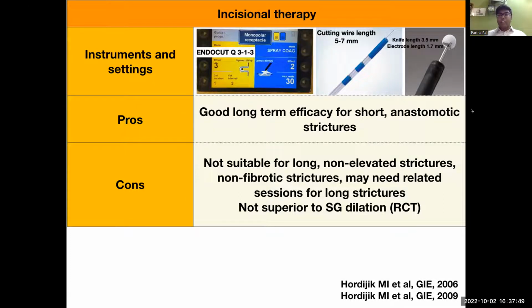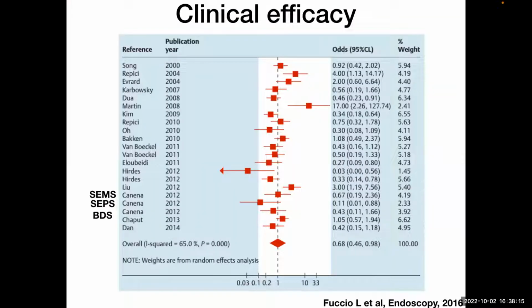The advantage is good long-term efficacy for short anastomotic strictures, and it is not suitable for long non-elevated, non-fibrotic strictures. Although it can be used in some ulcerated strictures, you can target specifically the non-ulcerated area, but it may need multiple sessions for long strictures, and it is not superior to SD dilatation for esophageal strictures as per an RCT. This was published in 2009.